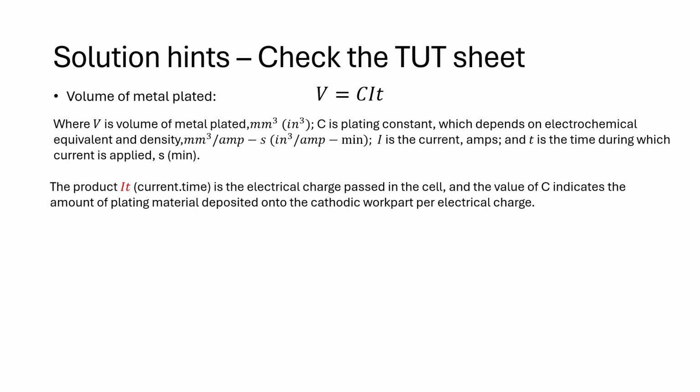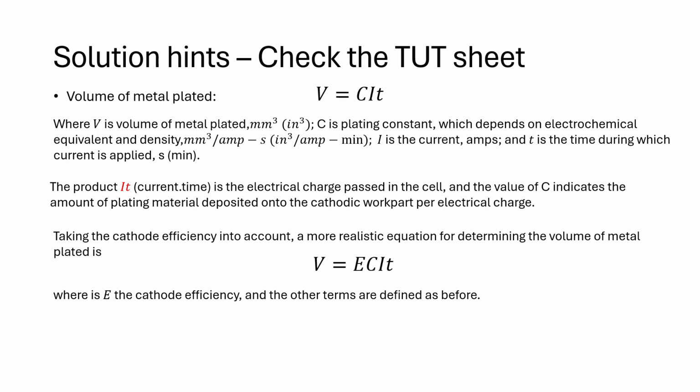We always have the efficiency, and this efficiency should be considered. So the actual volume is not going to be 100% like what we have in the first equation. If we take the cathode efficiency into account, then the equation of the volume will be modified to the efficiency multiplied by the plating constant multiplied by the current multiplied by the time.